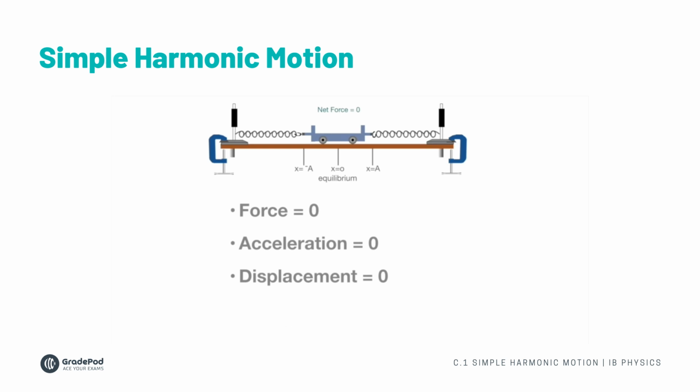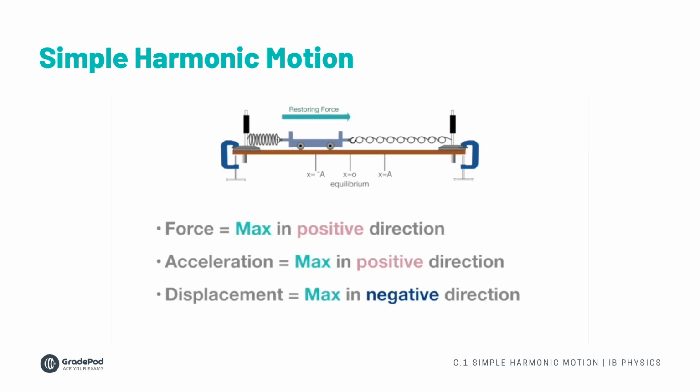Let's move the cart to the left. Pull it over to the left. You'll see that the springs have changed form. The spring on the left-hand side has become compressed, and it's desperate to push the cart towards the equilibrium. And the spring on the right has become extended, and it's desperate to pull the cart towards equilibrium.